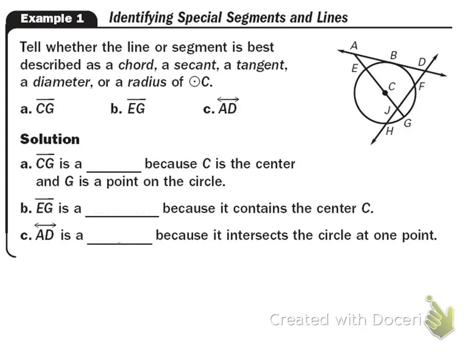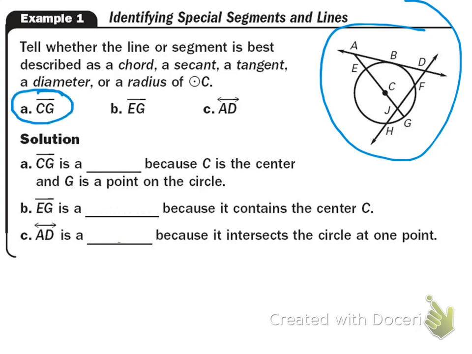Example 1, identifying special segments and lines. In your homework tonight, if you were given this problem, I would expect you to draw this diagram one time and then use it to answer the whole set of questions. Tonight in your homework, there may be 8 questions that go to one diagram. You would draw that diagram one time and answer all 8 of the questions. You would write down the original question, and then beside it, tell me what the segment is. Here they want us to describe the segment as a chord, a secant, a tangent, a diameter, or a radius. So look at your diagram.